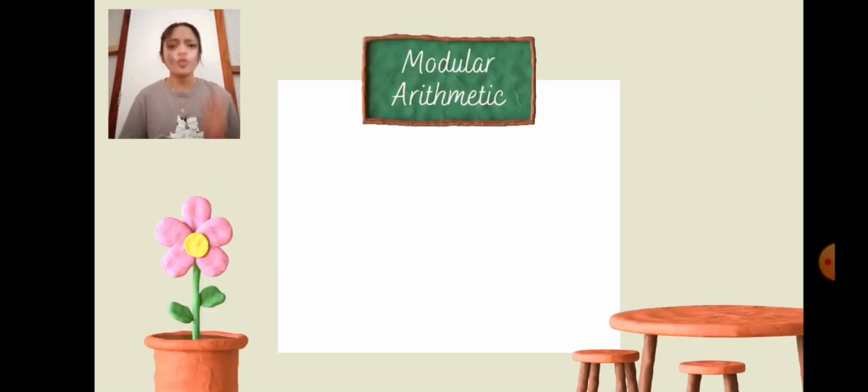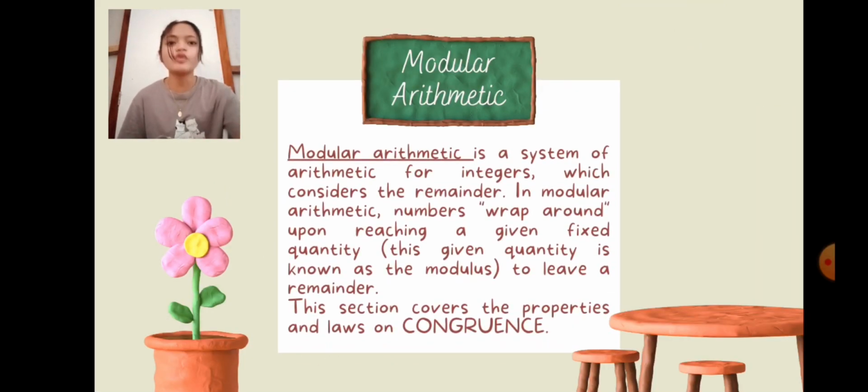So, what is modular arithmetic? Modular arithmetic is a system of arithmetic for integers which considers the remainder. In modular arithmetic, numbers wrap around upon reaching a given fixed quantity. This quantity is known as the modulus, to leave a remainder. This section covers the properties and laws on congruence.